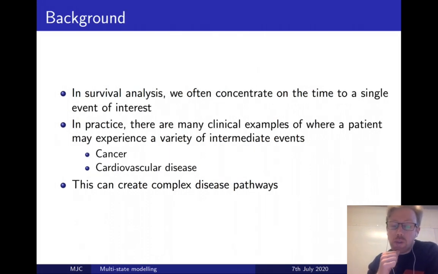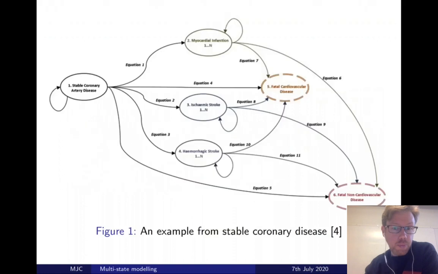Okay, so as I'm sure many of you know, in survival analysis, we often concentrate on a single time to event of interest, so an initial starting state and a single finishing state. Now, of course, in practice, there are many clinical examples of where a patient may experience lots of different intermediate events, such as in cancer and cardiovascular disease, where patients may experience recurrences, comorbidities, all sorts of intermediate events which may impact future risk of further events. So, of course, this can create pretty complex disease pathways.